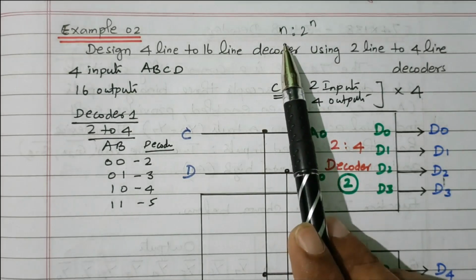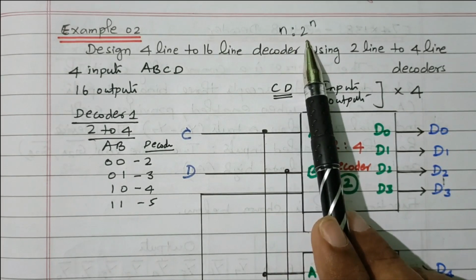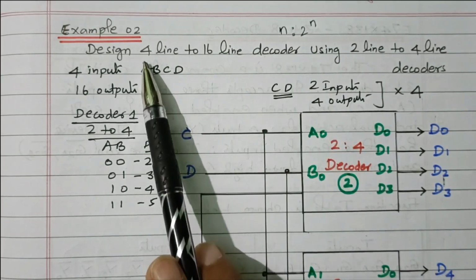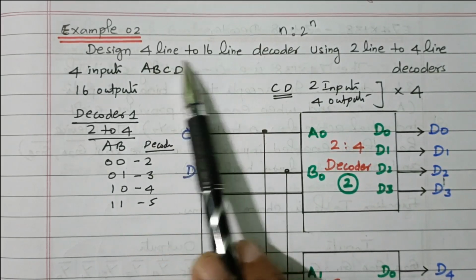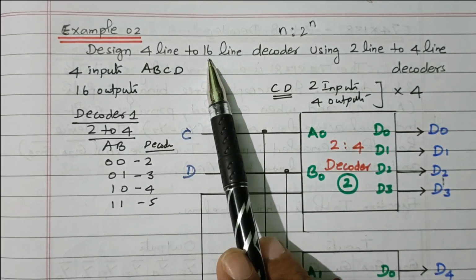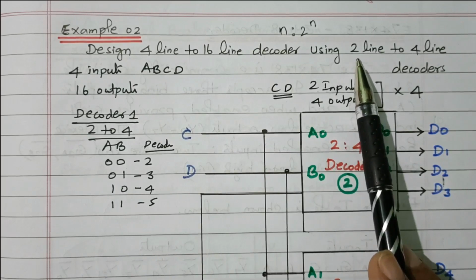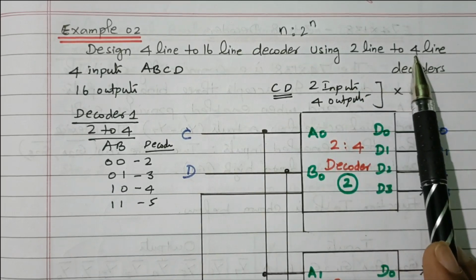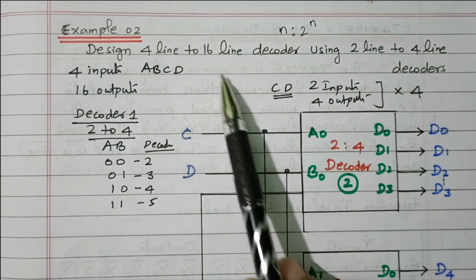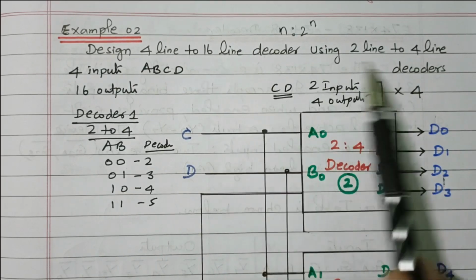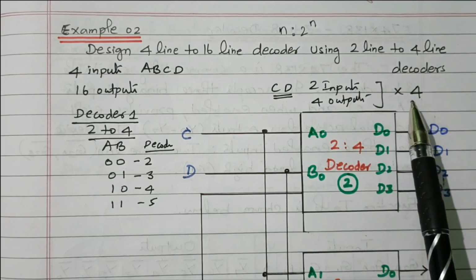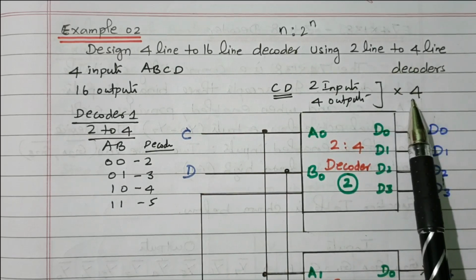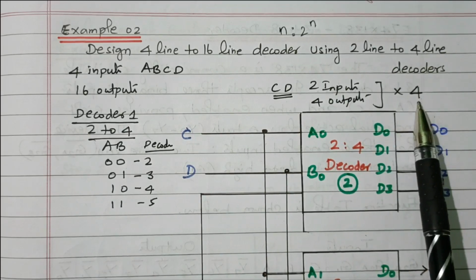Now we'll go to the topic. The decoder has n inputs and 2 to the power n outputs. Here n is 4 and the outputs are 2 to the power 4, which is 16. So 4 inputs and 16 outputs. We need to design a 4-input, 16-output decoder using 2-input, 4-output decoders. Here 16 outputs are required and each decoder has 4 outputs, so we need 4 decoders. 4 into 4 will give 16 outputs.